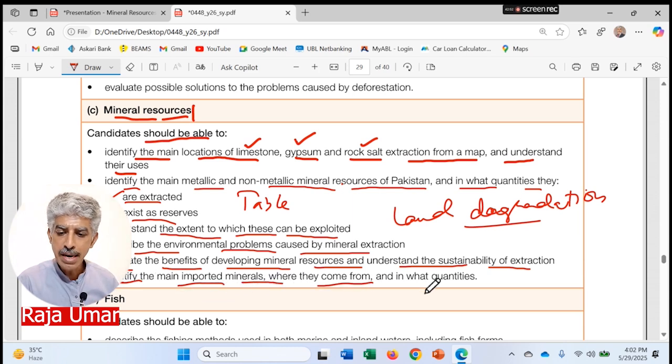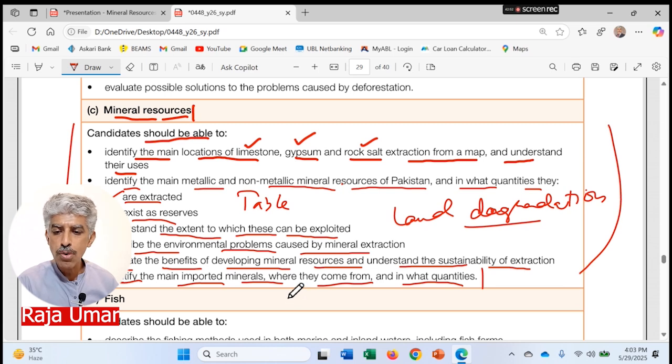And then identify the main imported minerals, where they come from and in what quantities. As per the new syllabus, they have added which minerals we are importing from which countries and how they play their role in the development of Pakistan. Like we are importing iron ore to run Pakistan Steel Mills, or importing petroleum from the Arab countries to meet the needs of households, the transportation system, or industrial use.